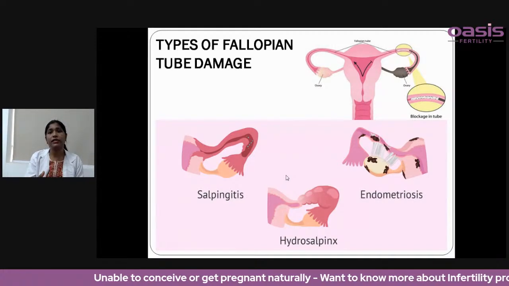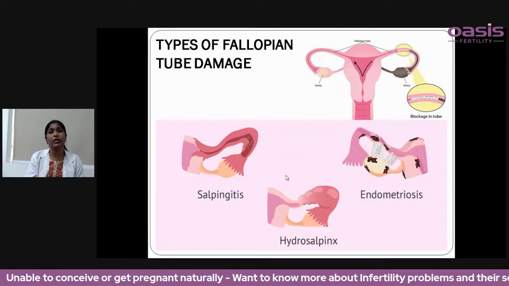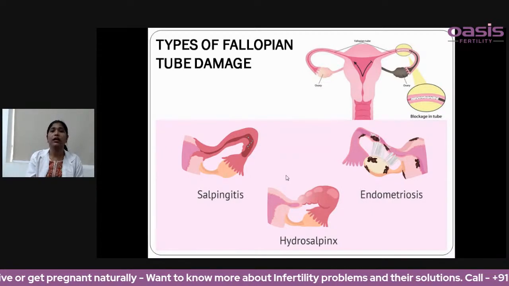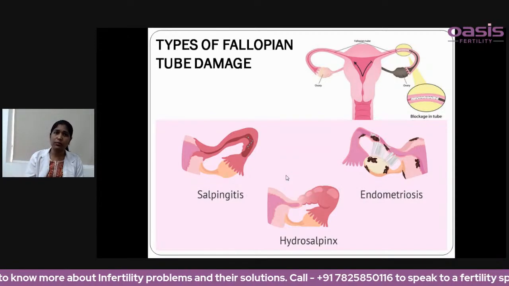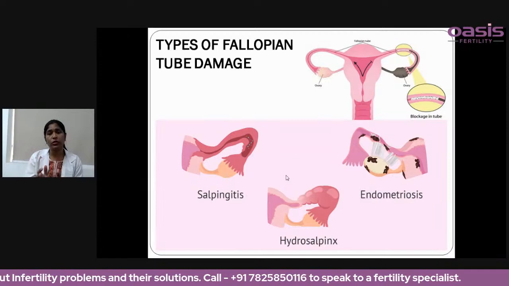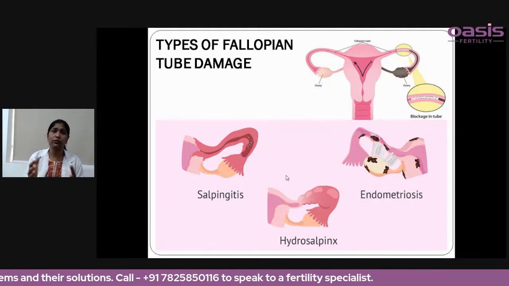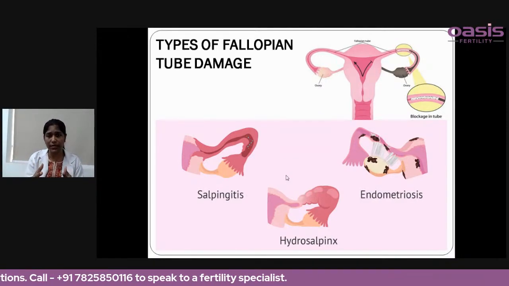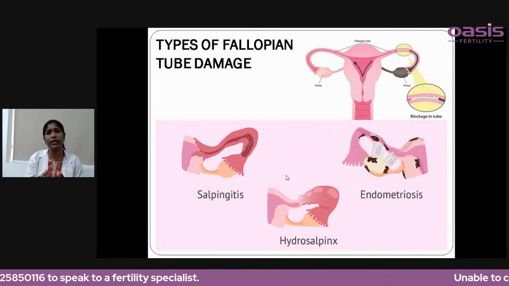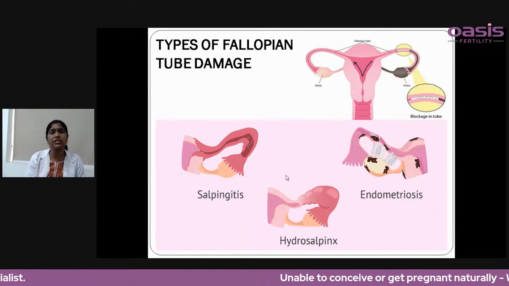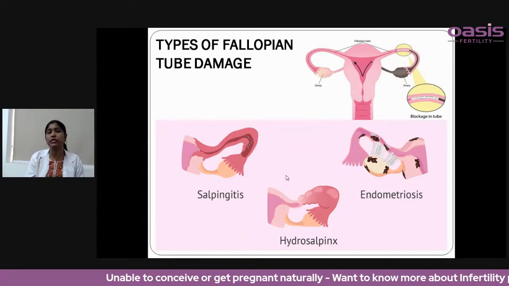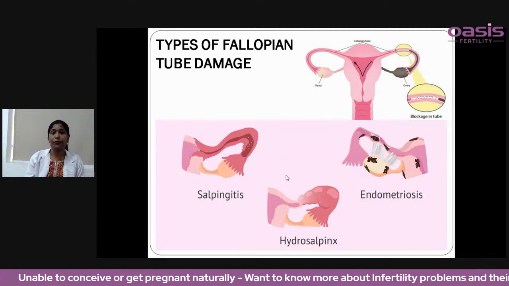The second important disease which can affect the fallopian tube is called hydrosalpinx. Now, what is hydrosalpinx? Hydrosalpinx is when one end of the tube gets blocked, so the tube gets distended with pent-up fluid or blood or sometimes pus, and this fluid-filled tube is called hydrosalpinx. It can happen because of infections or because of endometriosis. And the third damage which can happen to the fallopian tube is because of endometriosis.